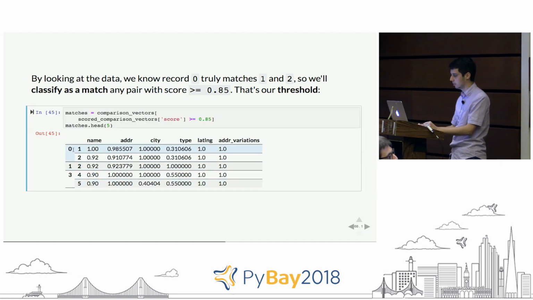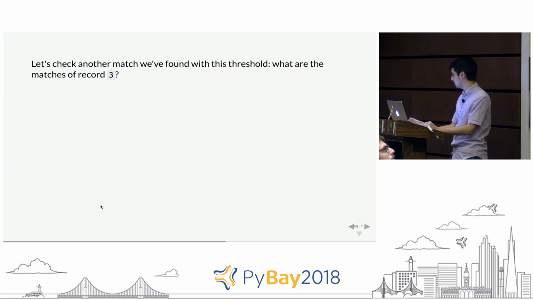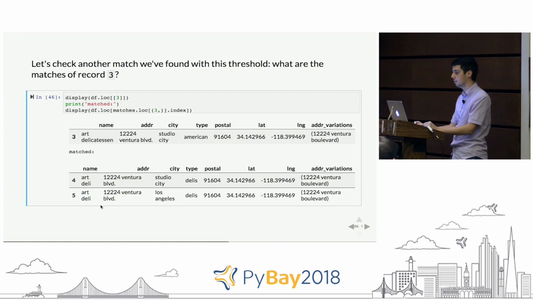Those are the matches. 0 and 1, 0 and 2, 1 and 2, 3 and 4, 3 and 5, and so on. Let's check a match we found. What are the matches of record 3? Those are the matches of record 3, 4 and 5. So it seems to be working.